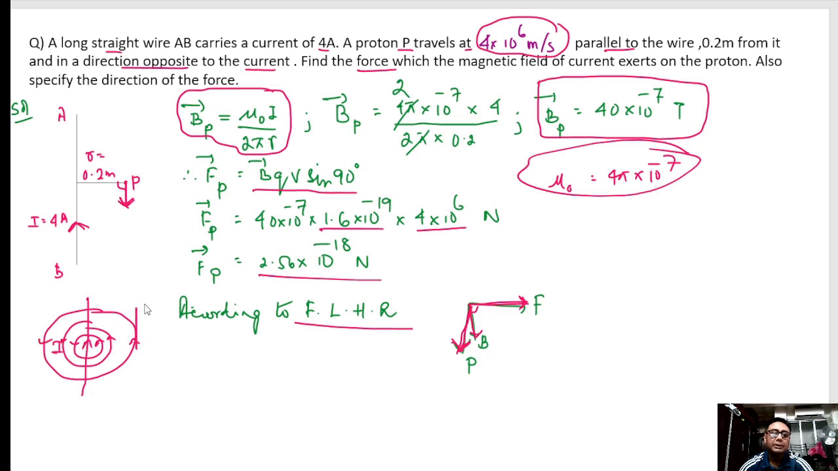So the direction of B is like this. Okay, it means basically it will be like this, tangential. The proton is moving perpendicular, so the force should be perpendicular to both. So this is the force acting on the proton. Clear?